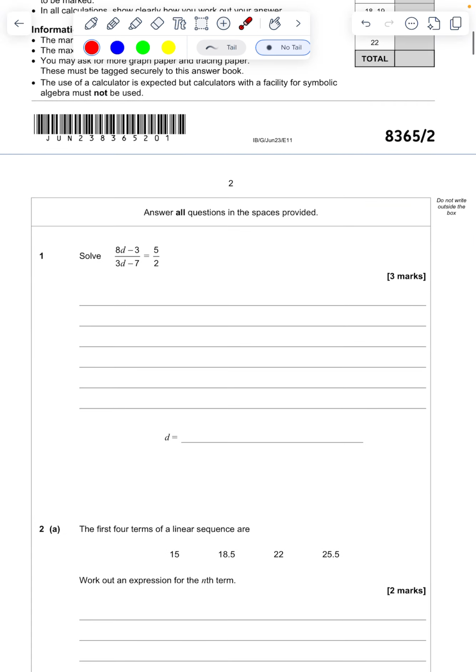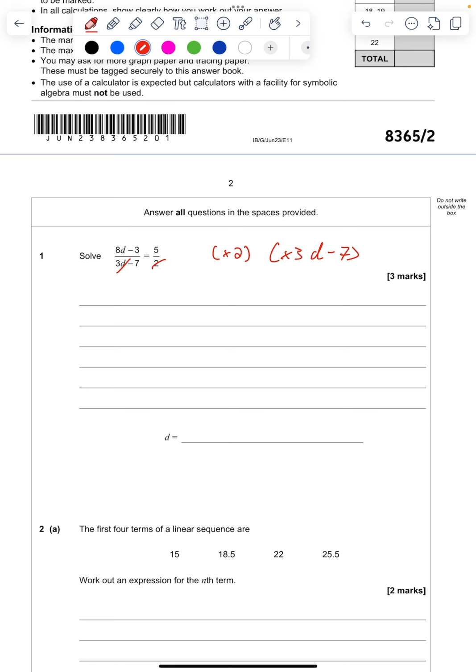You can use a calculator again. Question 1, you want to solve this equation. Now, you want to get rid of the fractions, that's never good, so let's multiply everything by 2, because then the 2 here will cancel out. And similarly with that 3D take away 7, that's not very useful, so we're also going to multiply through by 3D take away 7. We're just going to do it all in one go to save a little bit of time.